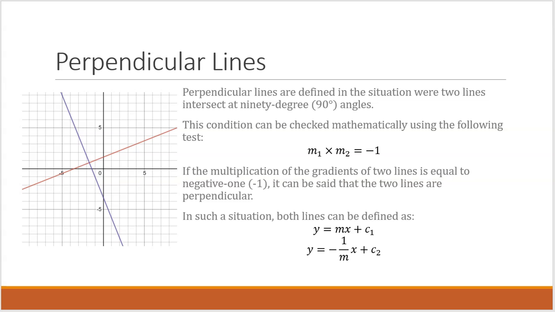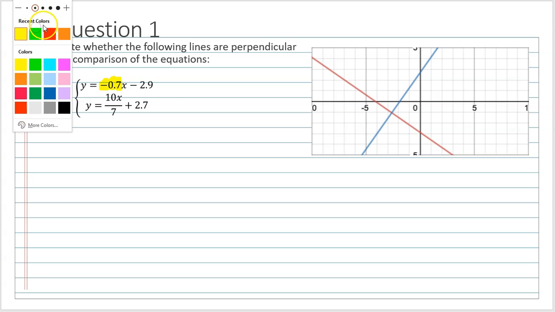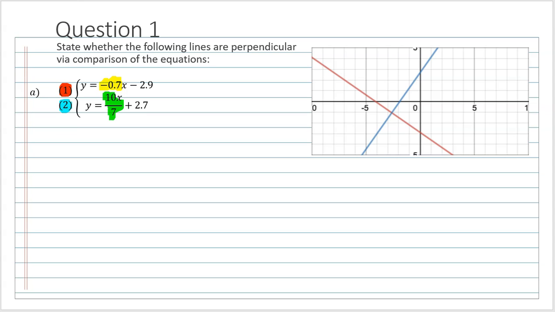Using this rule, let's go over to a question. Equation 1 is y equals negative 0.7x minus 2.9, and equation 2 is y equals 10x over 7 plus 2.7. If we compare the two gradients by multiplying them together and seeing if we get a value of negative 1, we can see whether the lines are perpendicular or not. Firstly, I'll highlight the gradients of negative 0.7 and 10 over 7.